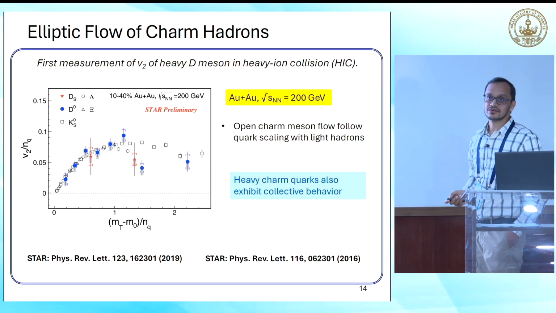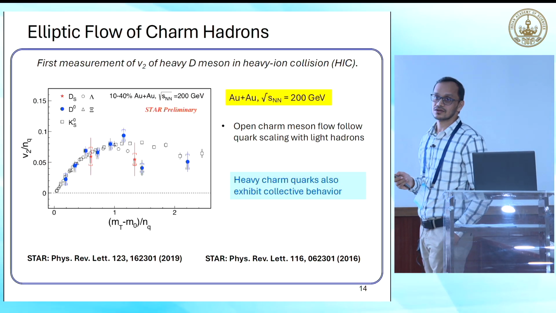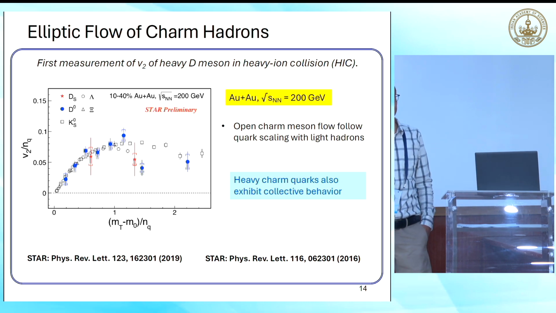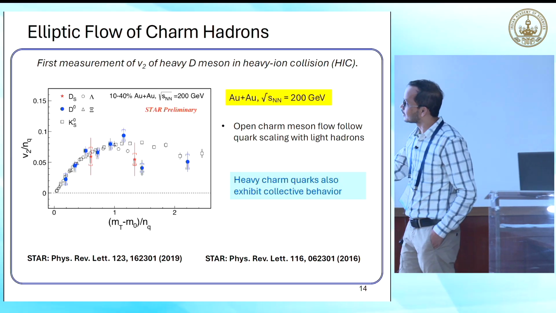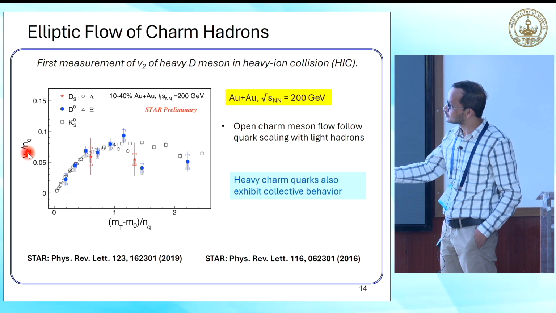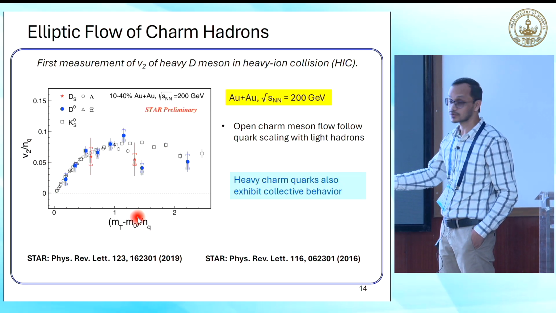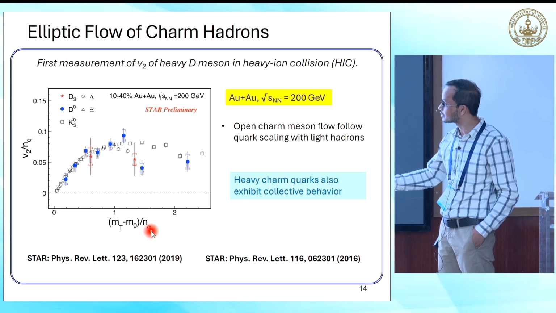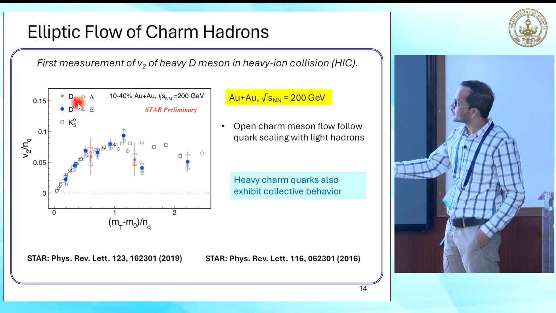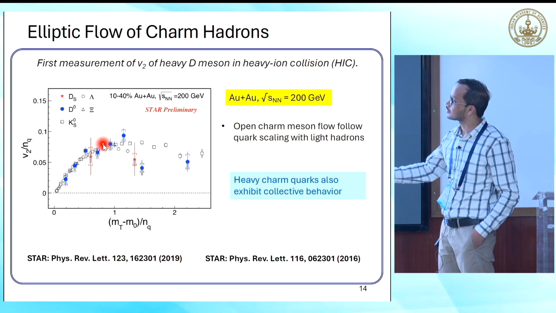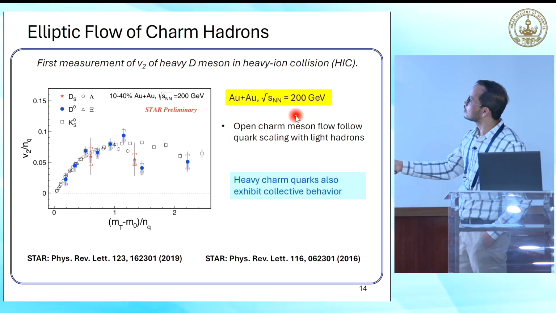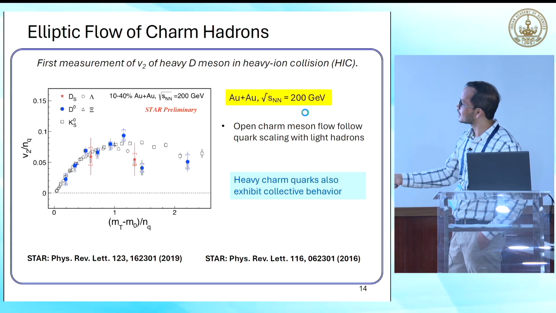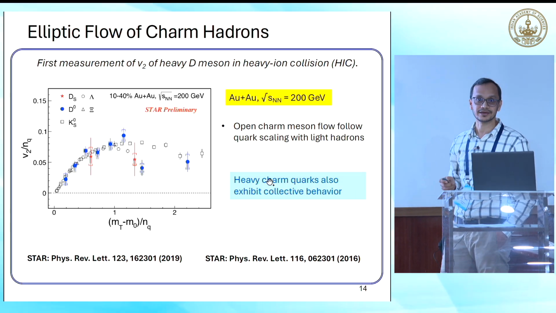So, we measure the V2 for D meson, which consists of one charm quark and one light quark, and again we applied the same technique, the NCQ scaling plot, the V2 divided by NQ as a function of transverse kinetic energy scaled by NQ, and the blue data points are D0, and you can see they also follow the scaling. So, this measurement, which is done at gold-gold collision 200 GeV, tells us that charm quarks also exhibit collective behavior.